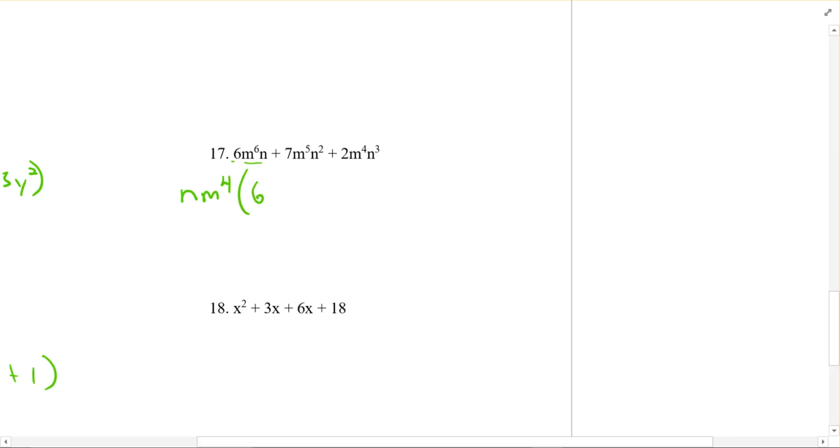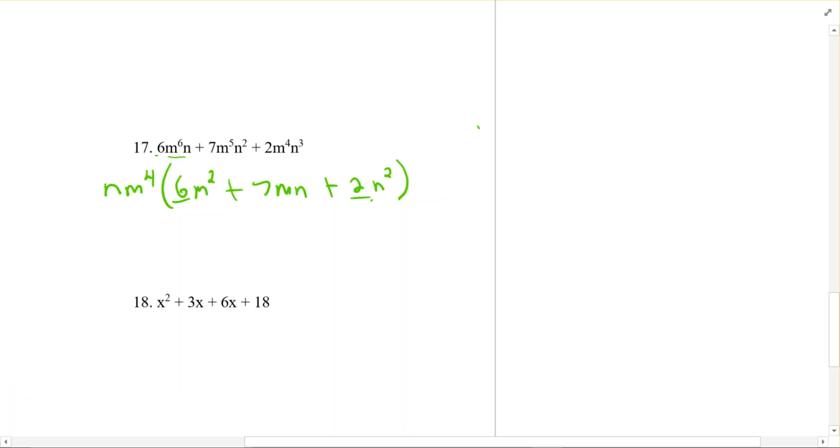And what I have left is 6 m to the 2, plus 7 m n, and then plus 2 n squared. And we know what to do with that. We can factor that. So our numbers need to multiply to 12, and they need to add to 7. So 3 and 4. So let's just leave this stuff out front.